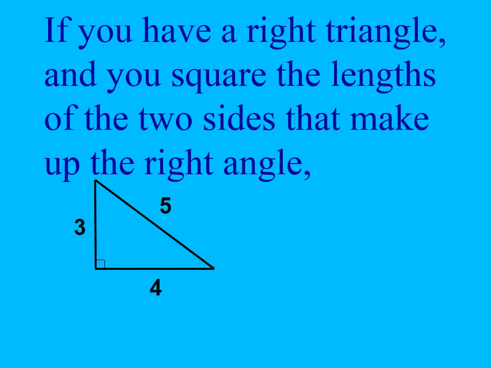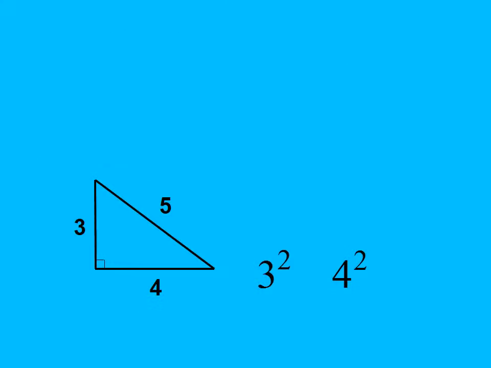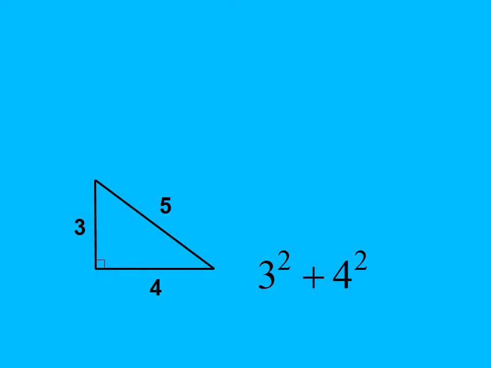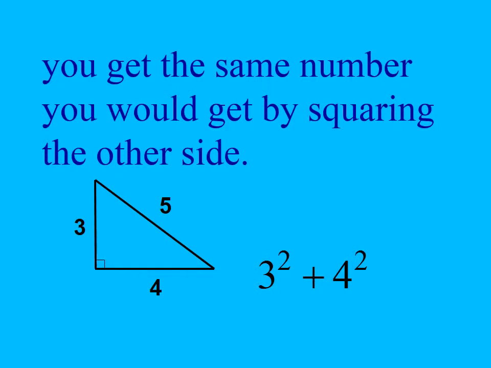The Pythagorean theorem states if you have a right triangle and you square the lengths of the two sides that make up the right angle and add them together, you would get the same number you would get by squaring the other side.